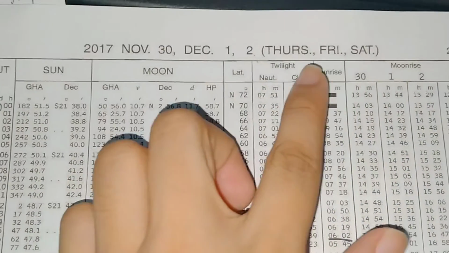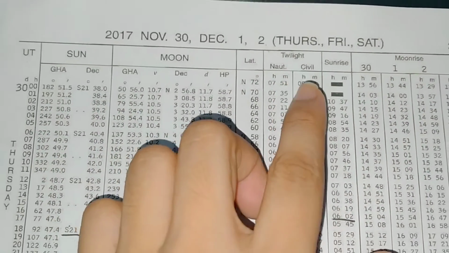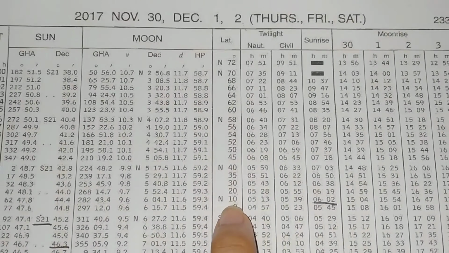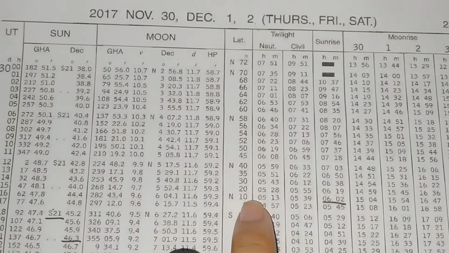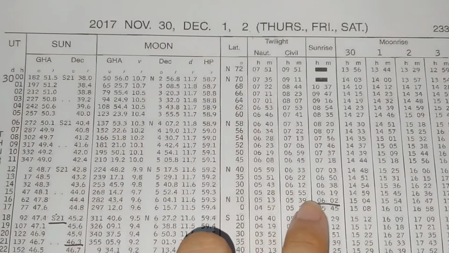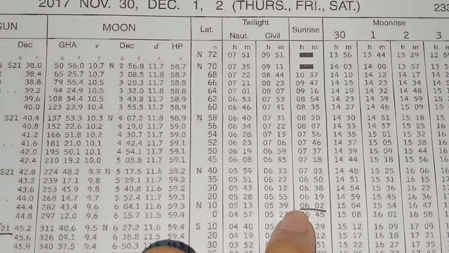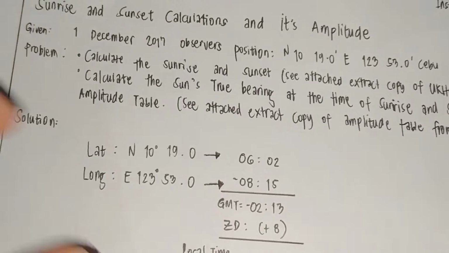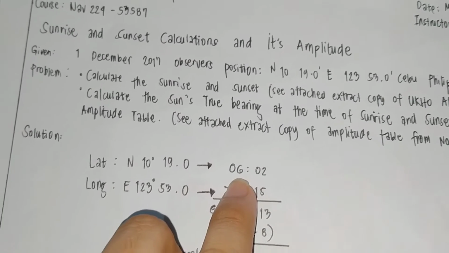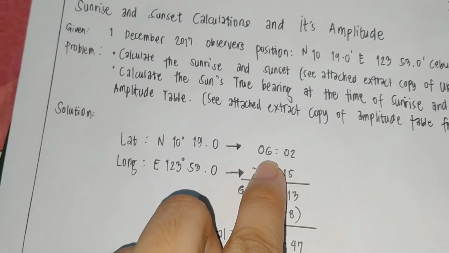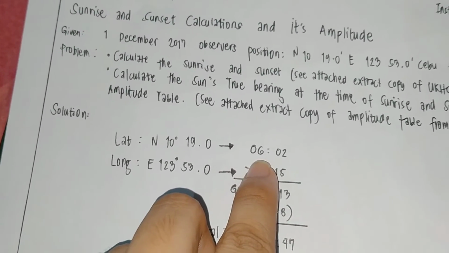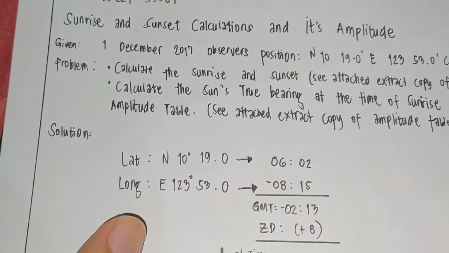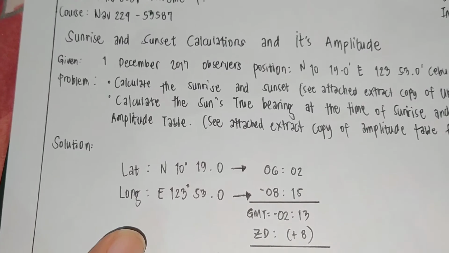So this is the table for sunrise, and we do have our latitude, which is N or north 10 degrees, and we will just align it up until the sunrise. So that is 06 hours and 2 minutes. So we do have here our time observation for latitude for sunrise, which is 06 hours and 2 minutes. So for our longitude, we do have here our east 123 degrees and 53.0 minutes.